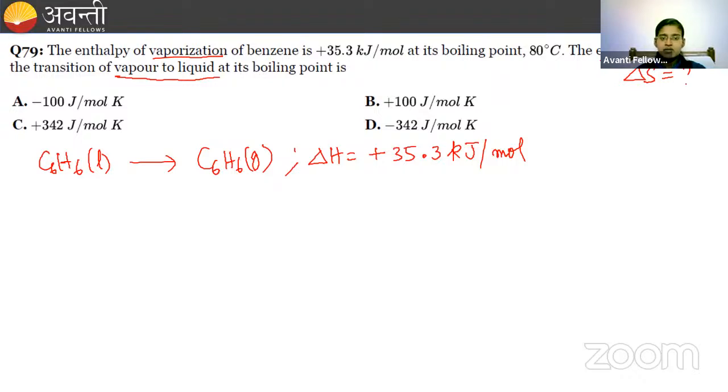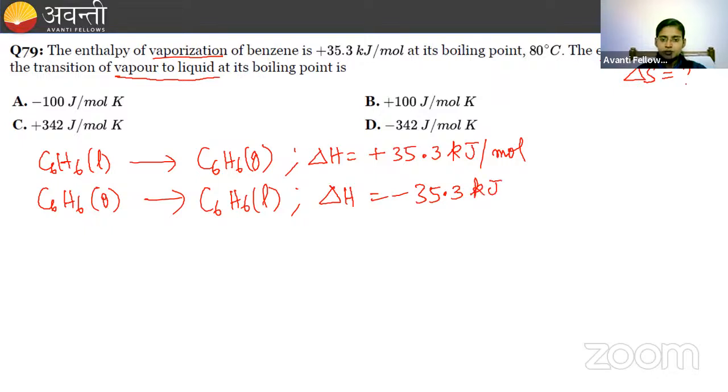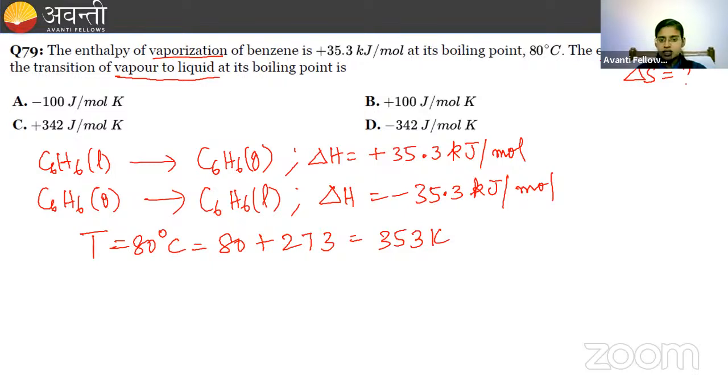So I have to reverse this equation. Vapor to liquid means from gas to liquid. Since I am reversing it, the delta H value will be equal to minus 35.3 kilojoule per mole. The temperature is given as 80 degrees Celsius, and we have to convert this to Kelvin. 80 plus 273 gives 353 Kelvin. So the temperature is with us, and delta H is also there.